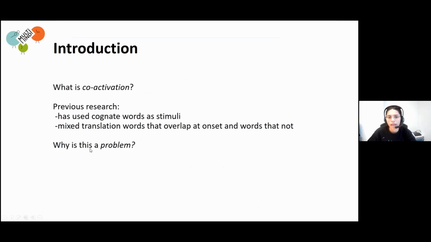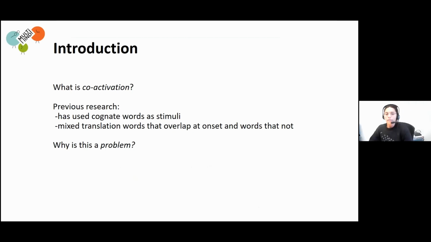For the introduction, I will start talking about what is co-activation, or language co-activation, in bilinguals. Then I will move to talk about how previous research has studied these phenomena, and why the use of cognate words as stimuli, and of words whose translations share the onset or do not, may be a problem in the study of co-activation.